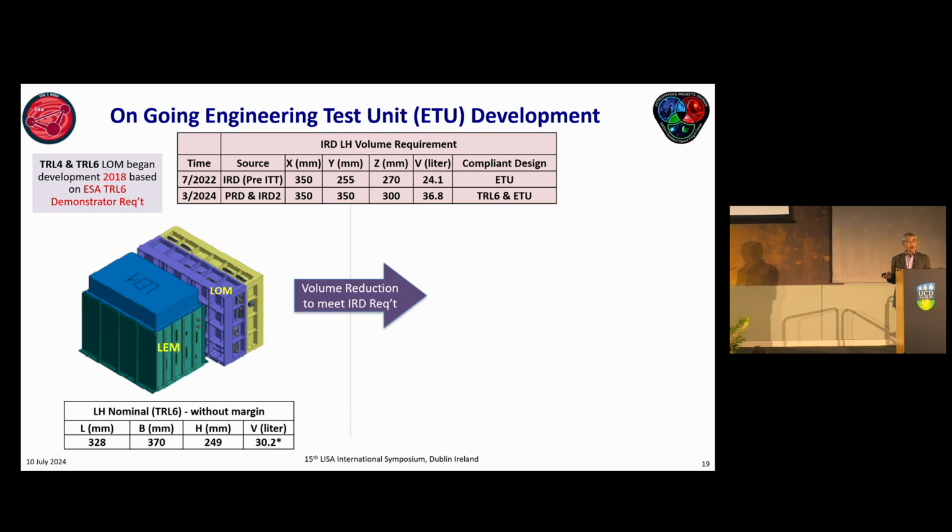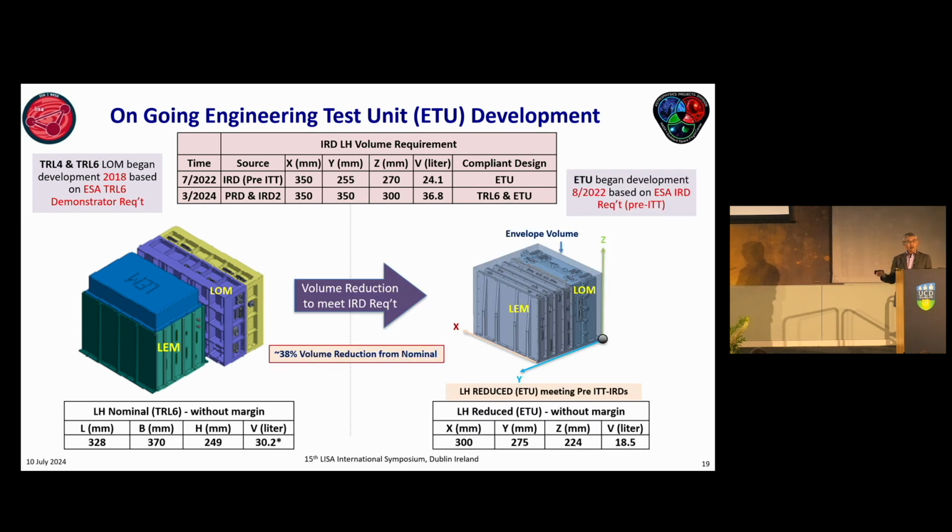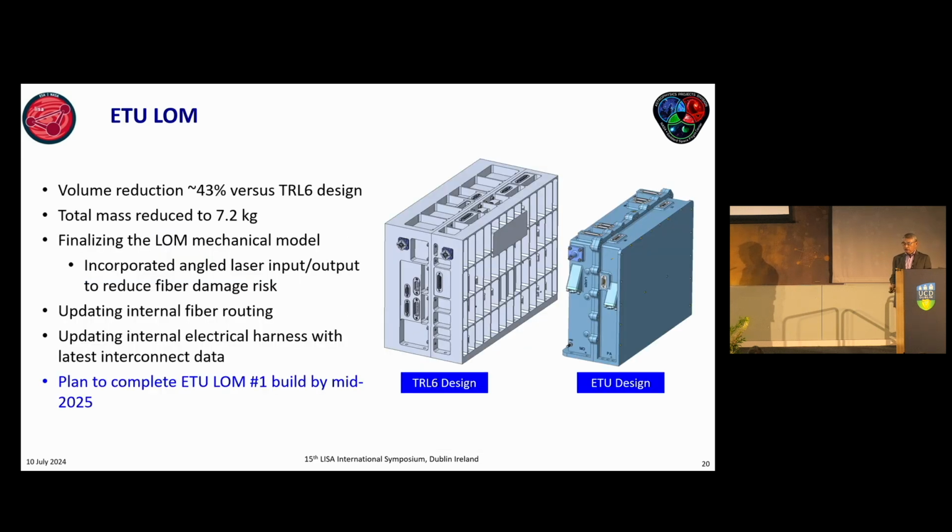So we decided to do a volume reduction study and come up with an ETU design, which eventually will meet the pre-ITT requirements. But then after the release of the ITT, the requirements changed again. And the new requirement is such that either the TRL6 or the ETU design will comply. But what we decided to do is to continue with the ETU design because that captured a lot of lessons learned throughout our development. And I think it will be a better laser for LISA.